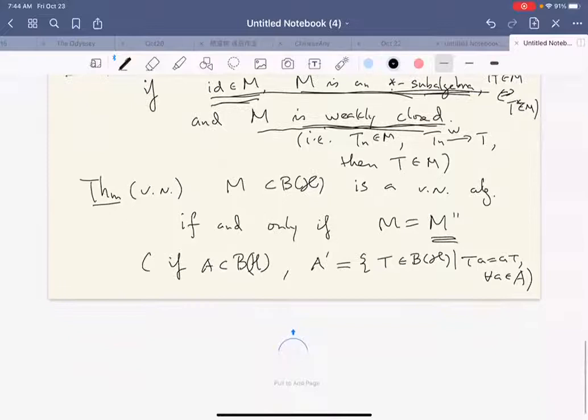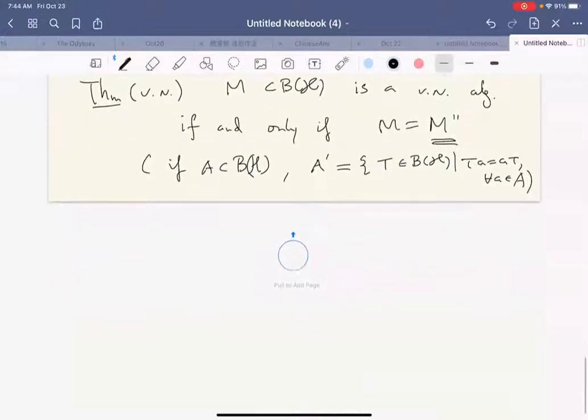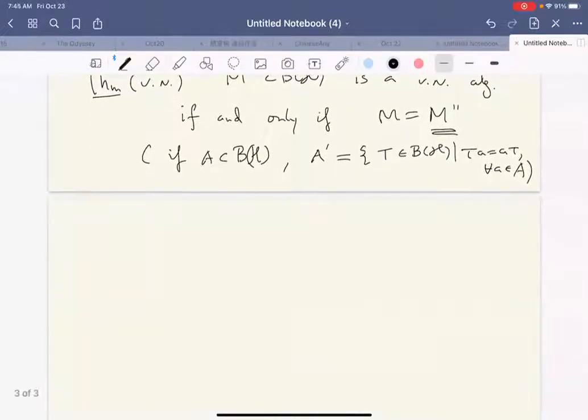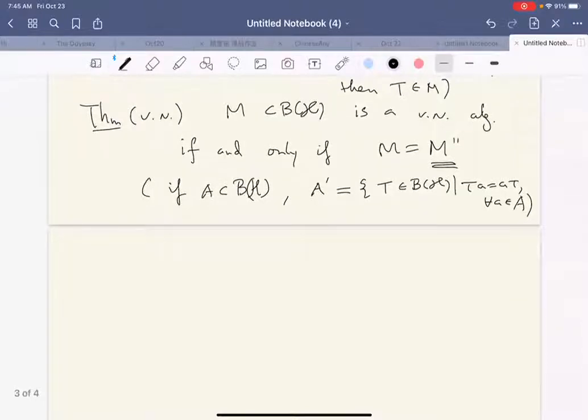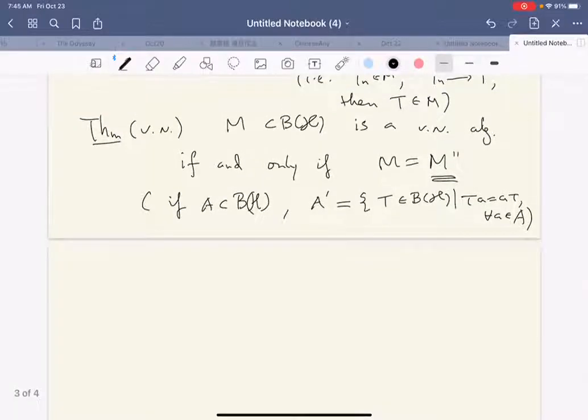So let's actually look at the theorem. I guess it's almost everybody's favorite theorem, one of the favorite theorems in von Neumann algebras. So let's look at this result. The double commutant means commutant and commutant. So you take the commutant first, and then you take a commutant again. So that's the notion of double commutant. Now let's look at this theorem.